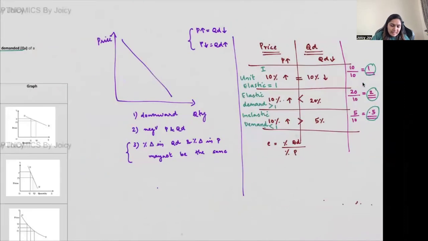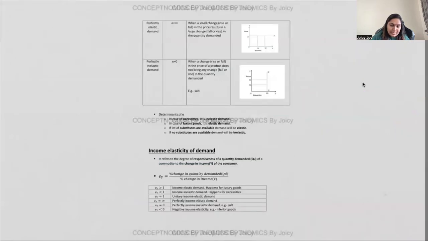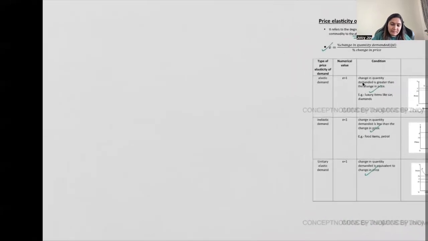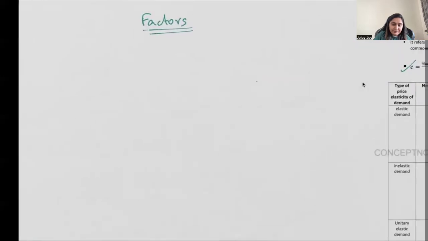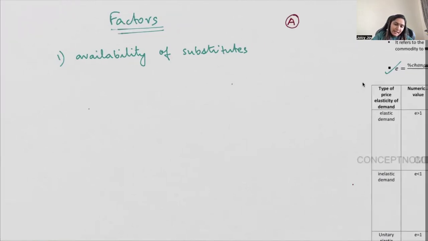Now we also need to understand what are the factors that influence the elasticity. Factors that influence elasticity of a commodity. The first factor is the availability of substitutes. Let's try to understand this. Let's take two commodities, A and B. Assume that the price of A increases.